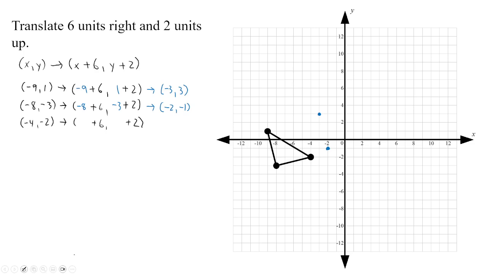and then we have -4, -2. -4 plus 6 is 2. -2 plus 2 is 0. So we're going to plot 2, 0. Draw your sides. And there is your translation. 6 units right, 2 units up. So now let's look at the next example.